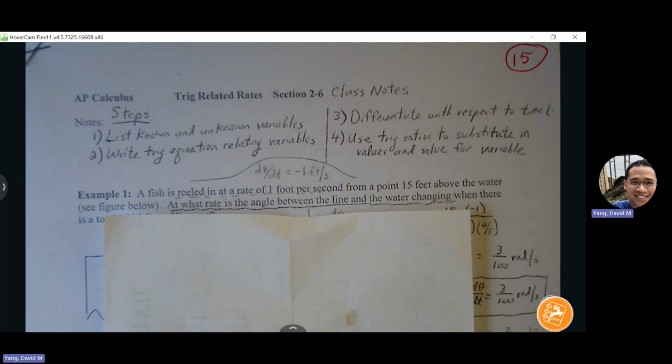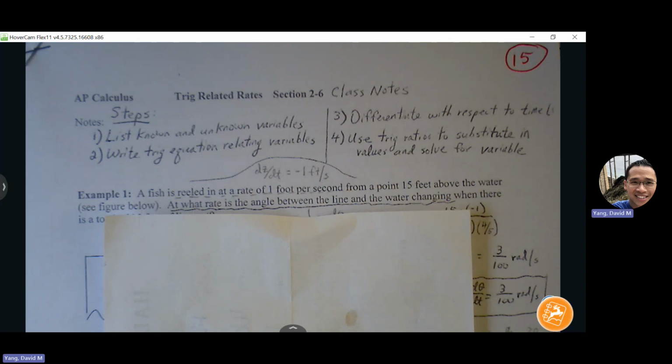Okay, and then this fourth step we haven't seen before because we haven't seen trig equations or trig related rates, is that we have to use trig ratios to substitute in the values and solve for the variable. So step number 4 will feel new because we haven't seen problems that use that particular step.